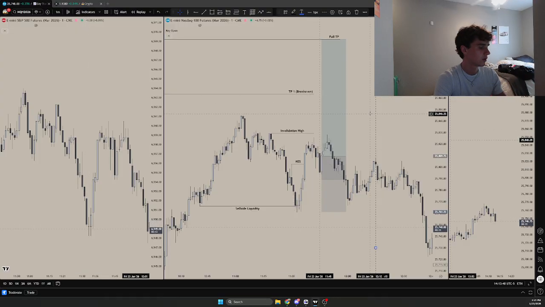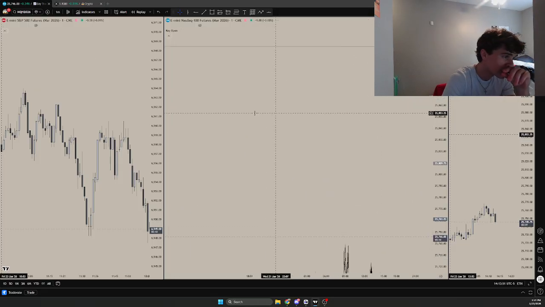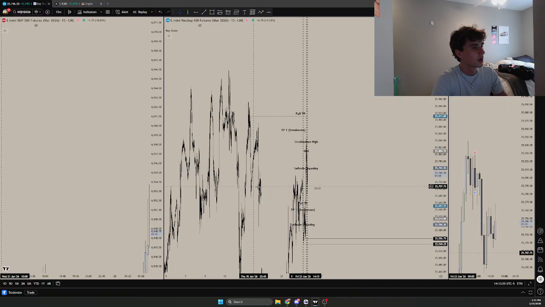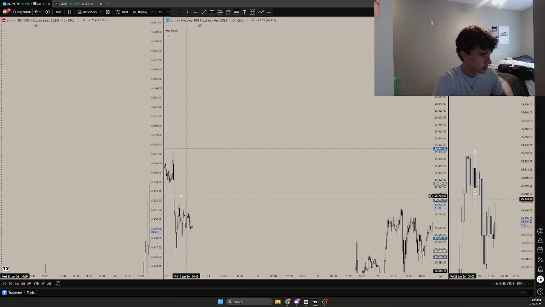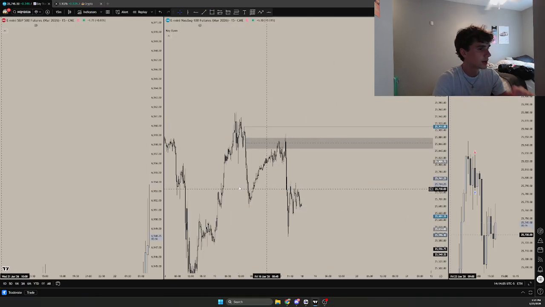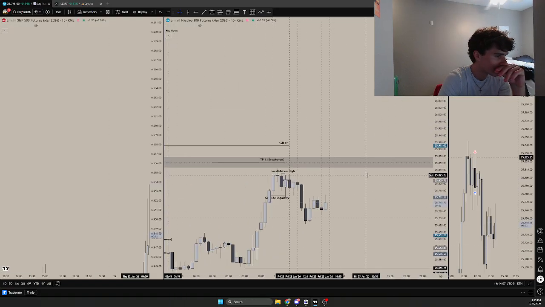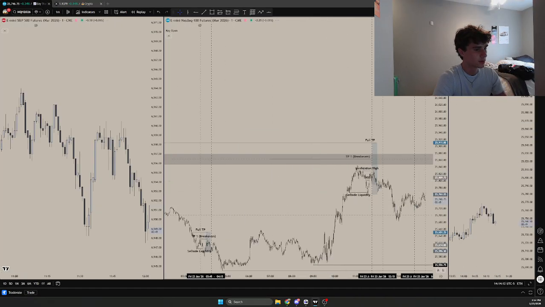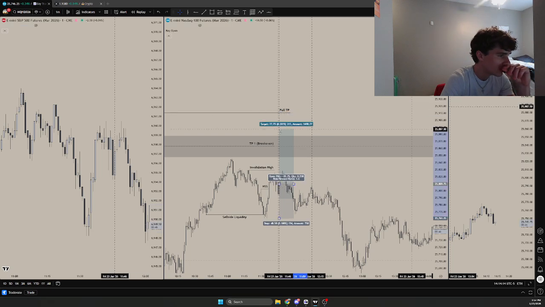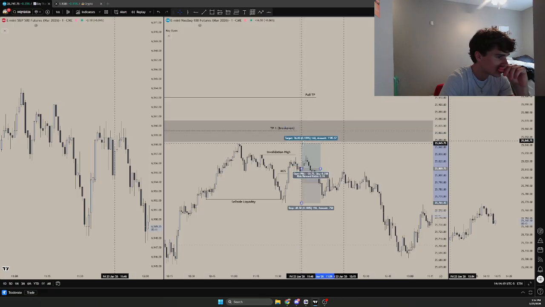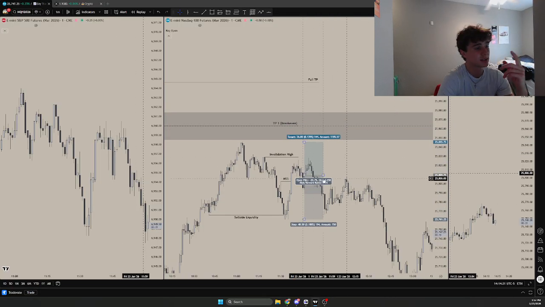My TP1 was interesting. Okay, so you scroll right, there's not really a whole lot going on. So I go on the 15. What did I see on the 15? We had this fair value gap right here. So I was like, okay, what's around my 1-to-1? What's gonna give me around a 1-to-1? And that was the midpoint of this fair value gap. So I didn't really want to take partials here, just because that's really negative RR.